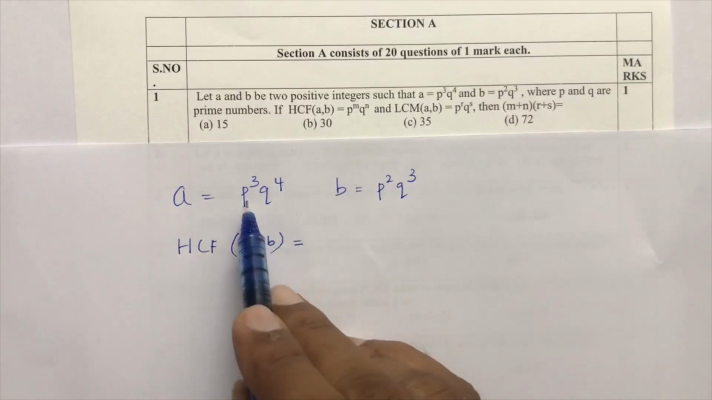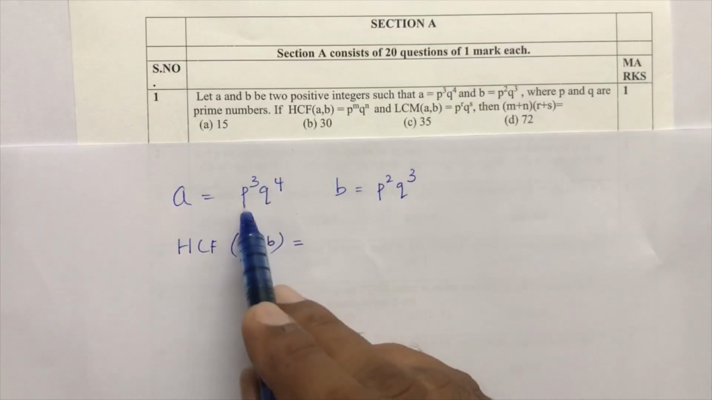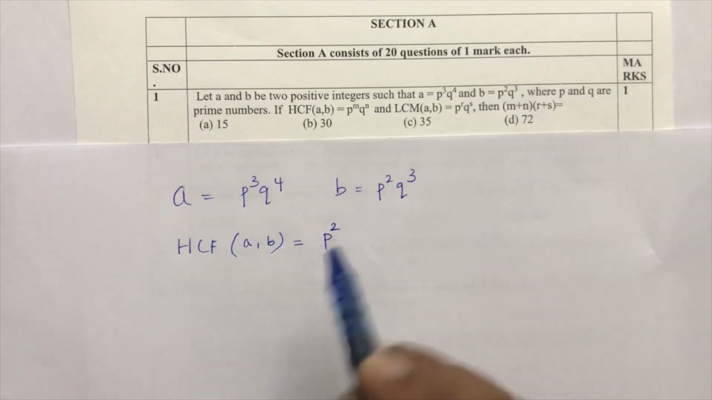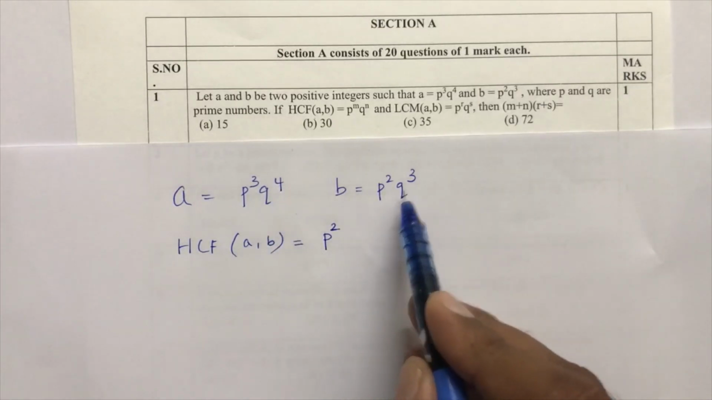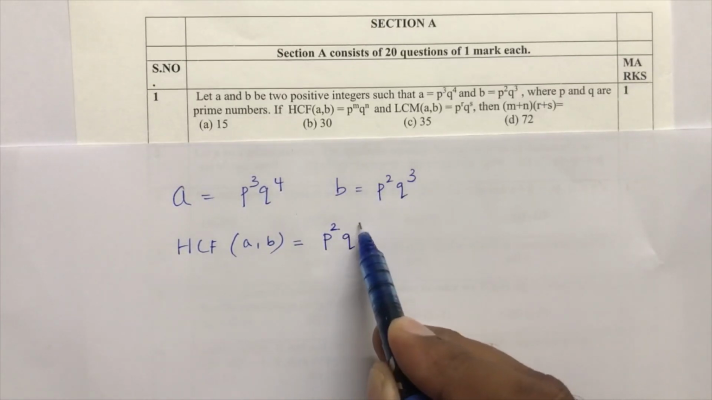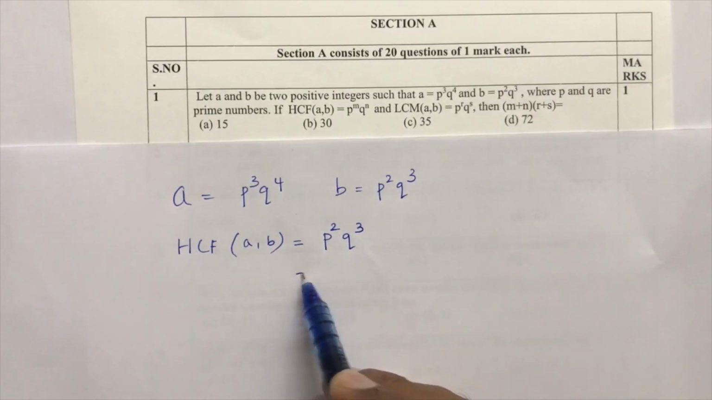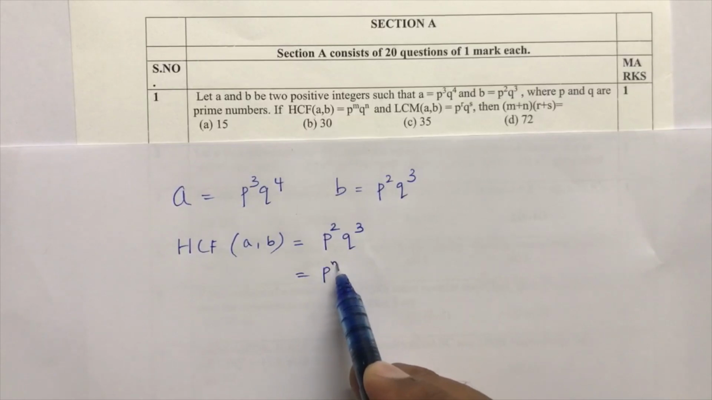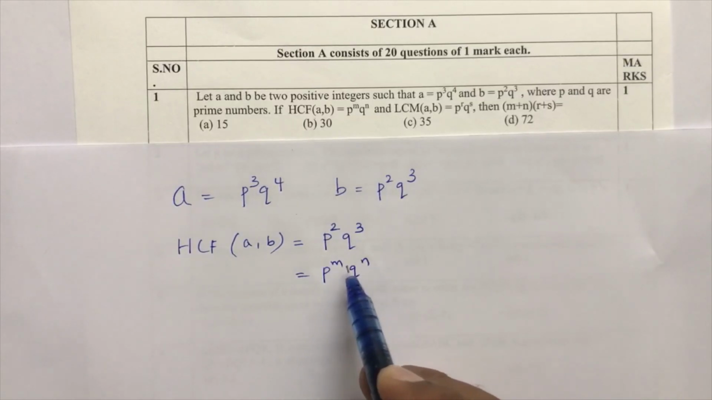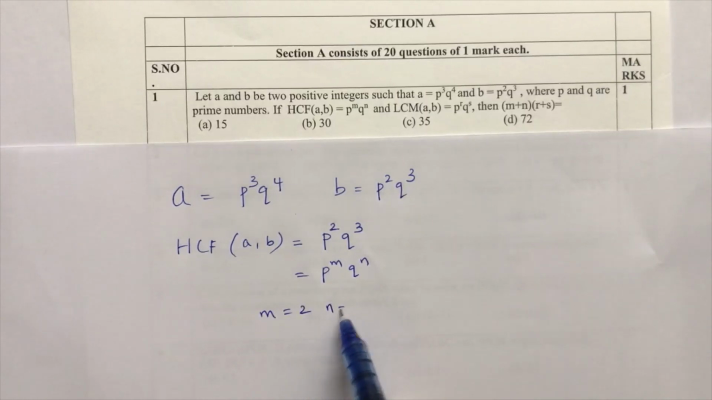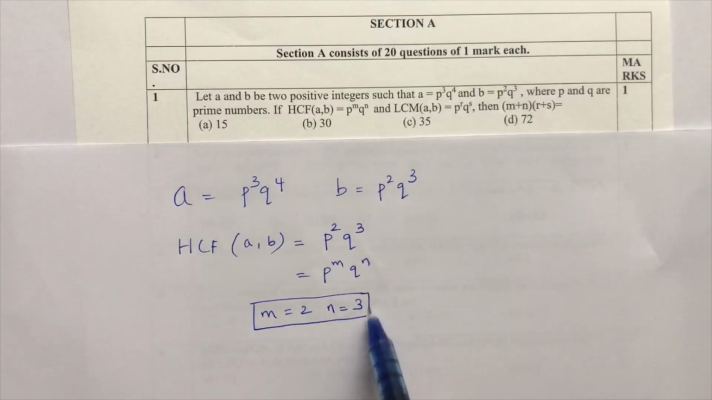Now see, HCF of A and B: here P power 3, P power 2, so the common factor will be P power 2. Q power 4, Q power 3, the common will be Q power 3. So HCF is P square Q cube, but they told P power M Q power N. On comparing, M is 2 and N is 3.